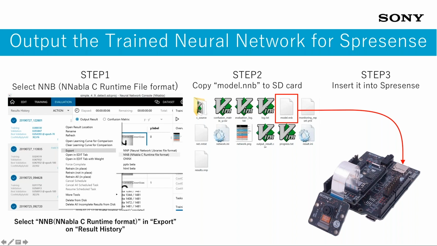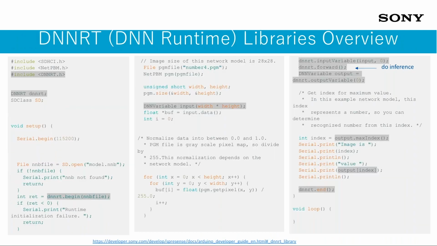Here is your model on the SD card, and we go to the next step, which is telling you how you can write the code. This is all the code that you need to do the recognition for the number 9. Let me tell you what is needed in this code. First, you need to include the library, which is DNNRT, the deep neural network runtime library. It needs to be included to show I'm dealing with a neural network.